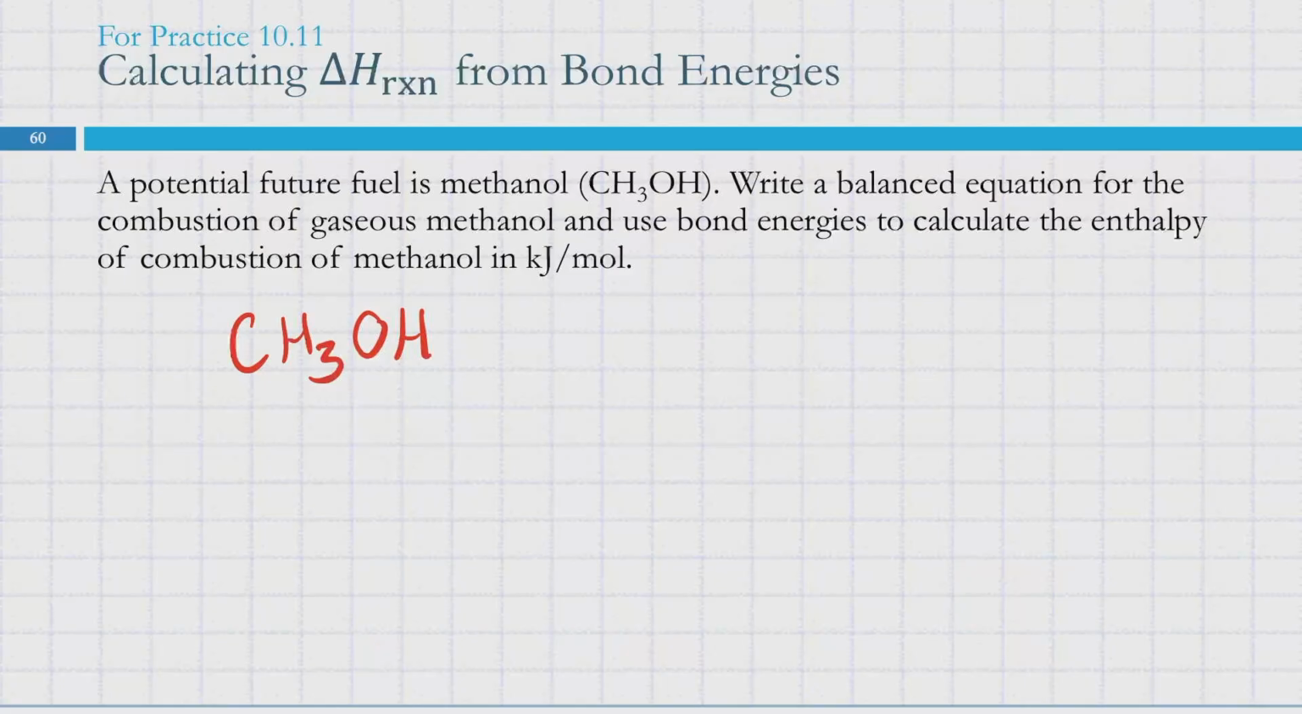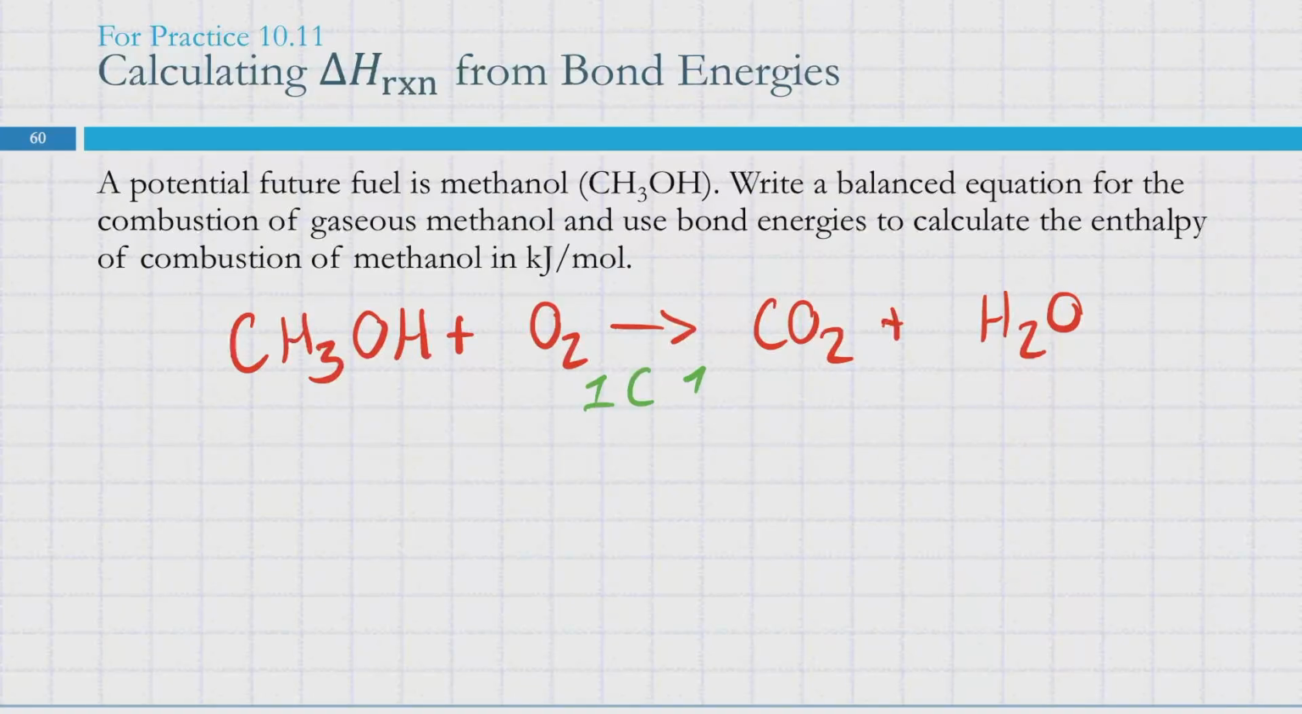So methanol is CH3OH. A combustion reaction typically involves the reaction with oxygen as O2. And if it's carbon, hydrogen, and oxygen only for our primary reactant, then we make CO2, and we also make H2O. We're assuming complete combustion. So that's the basic skeleton, and then we get to balance it.